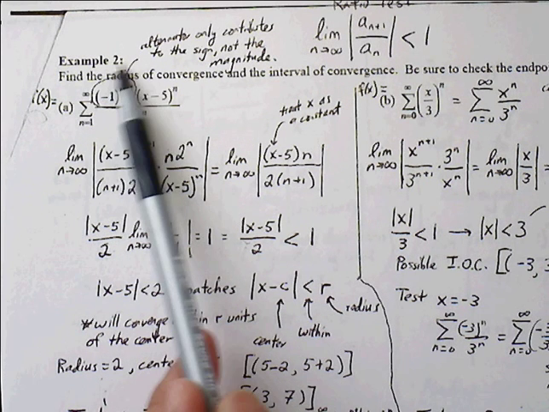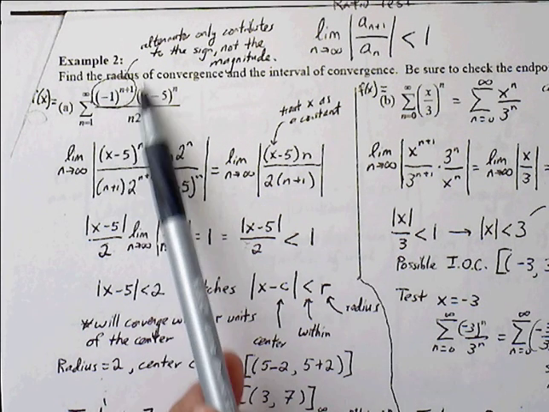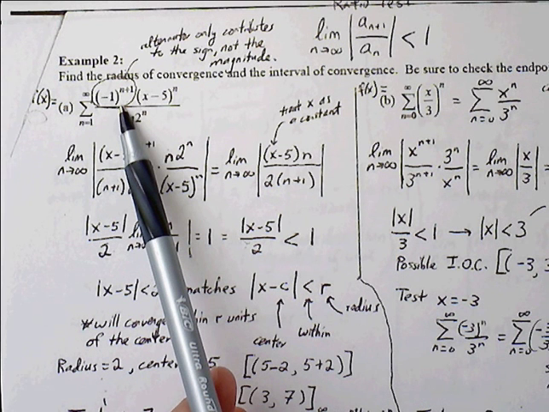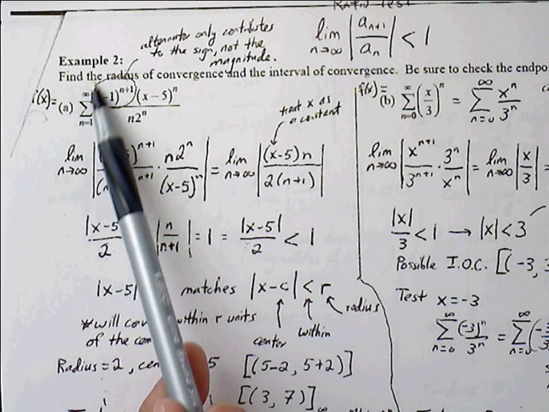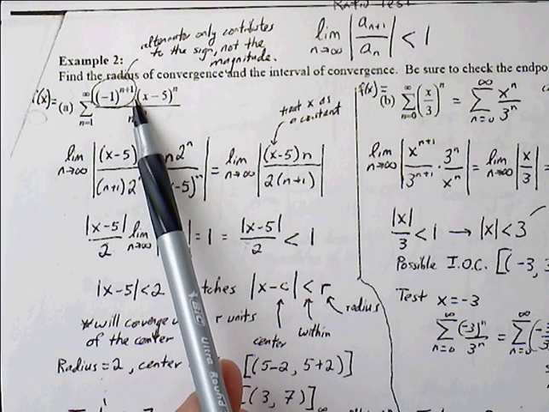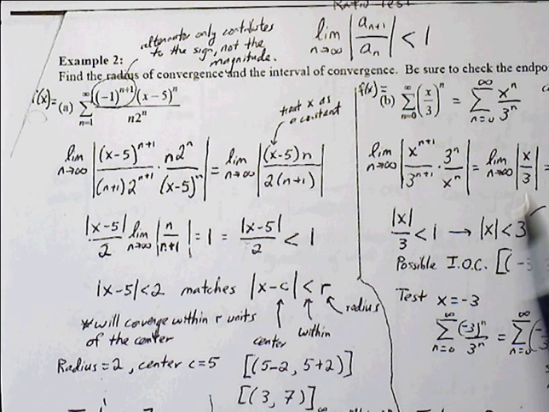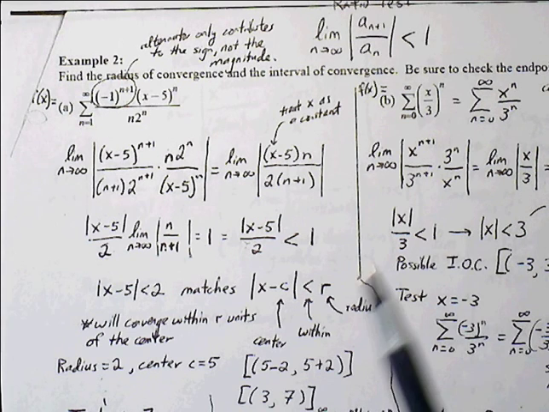Now this portion is only the alternator. So this alternator only contributes to the sign, not the magnitude of the expression. So this is only responsible for changing the sign of each term from negative to positive, and so on and so forth.